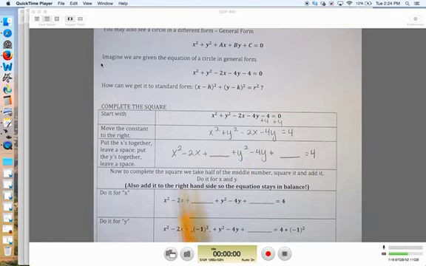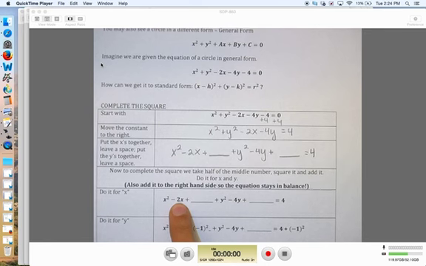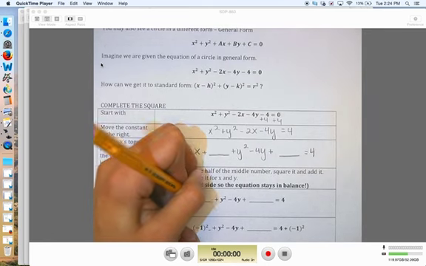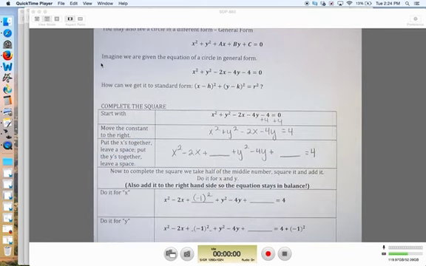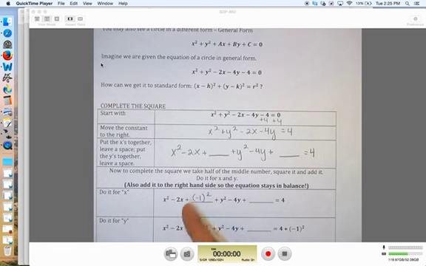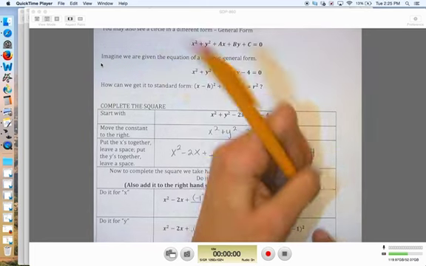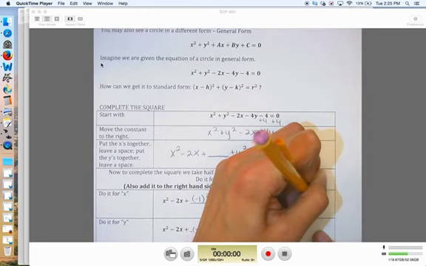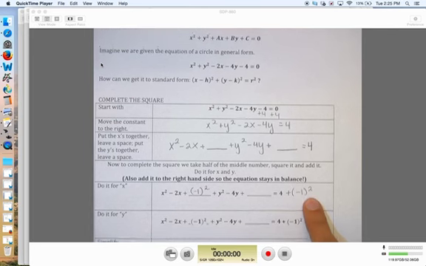What you do is you take half of this number and you square it. So for the x's, half of -2 is -1, squared. So we're going to add (-1) squared. But we can't just add (-1) squared to one side of this equation and not to the other side without changing it. So we also are going to add (-1) squared to the right-hand side of the equation.